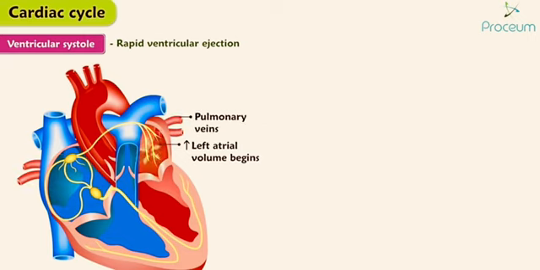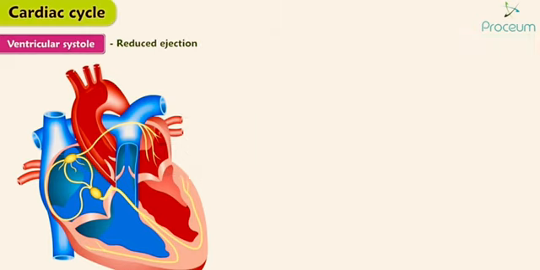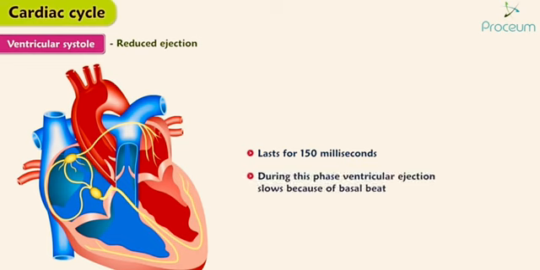In the pulmonary veins, when the left atrial volume begins to increase, there is a closure of the mitral valve. In the diagram we can see the jugular venous pressure goes to the V wave and the atrial pressure suddenly becomes constant, and the graph goes to the T wave in the ECG, marking ventricle repolarization, recorded in the electrocardiography. Ventricle systole lasts about 150 milliseconds.